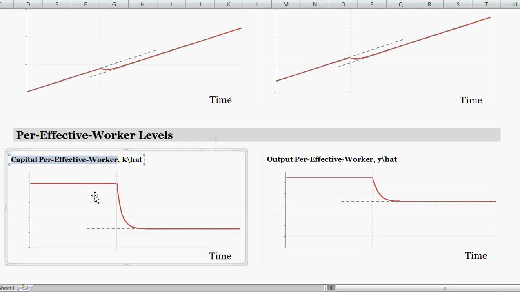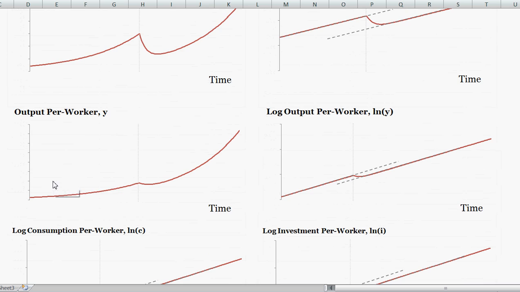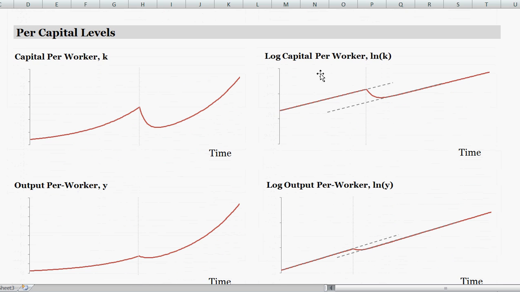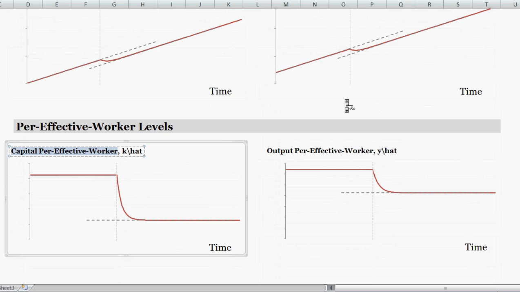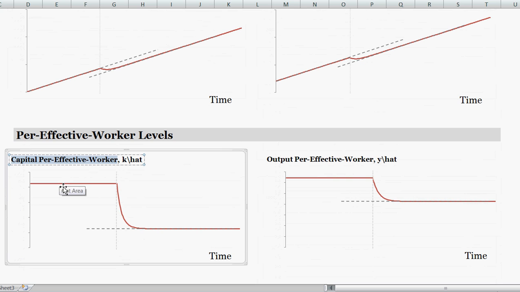Remember we were at that initial steady state level of capital per effective worker, right here. That's the initial steady state level. And then if we decrease the growth rate of population, that shifted up the break-even investment line, resulting in a new steady state level of capital per effective worker. So it pushed us down to this new lower level down here, right?